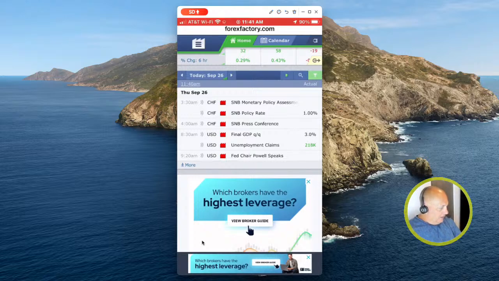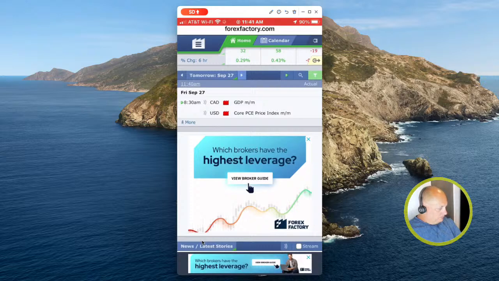It just didn't. If I click the arrow and go to tomorrow, got some CAD and U.S. dollar at 8:30 a.m. Who knows if that's going to move? Sometimes it does, sometimes it doesn't.